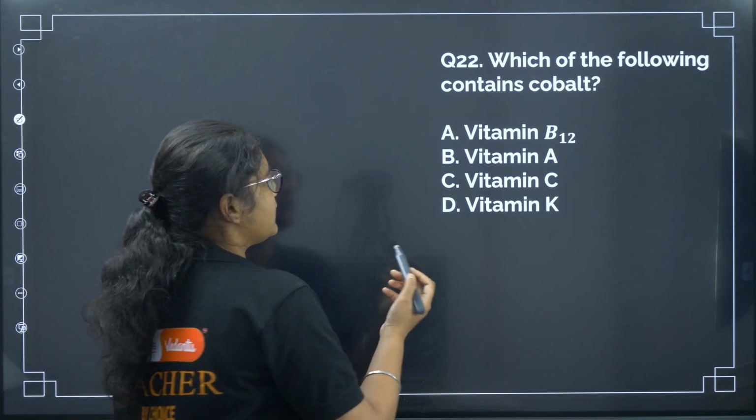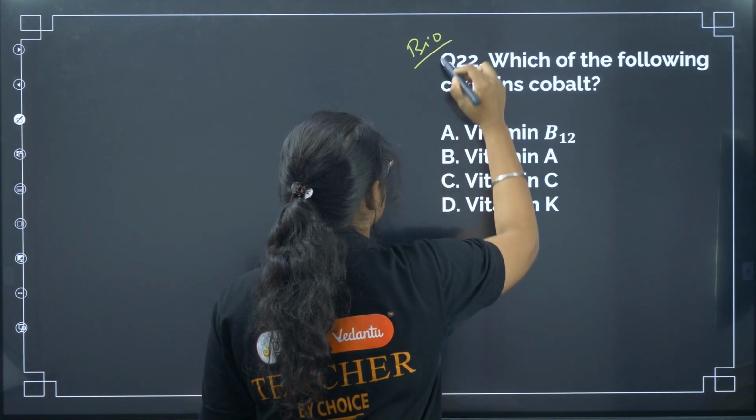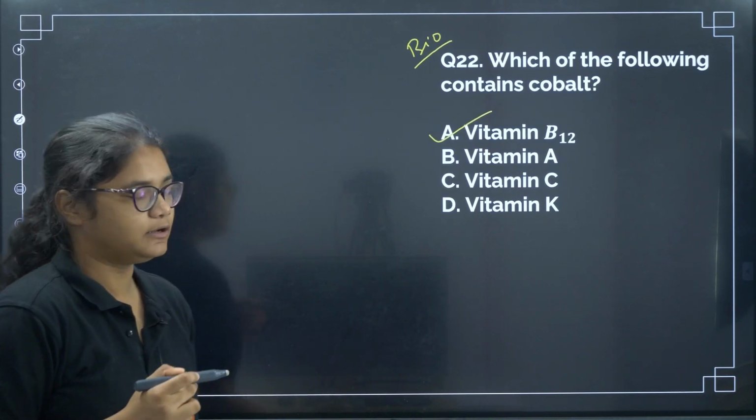Next, which of the following contains cobalt? So from biomolecules, the correct answer is option number A, vitamin B12.